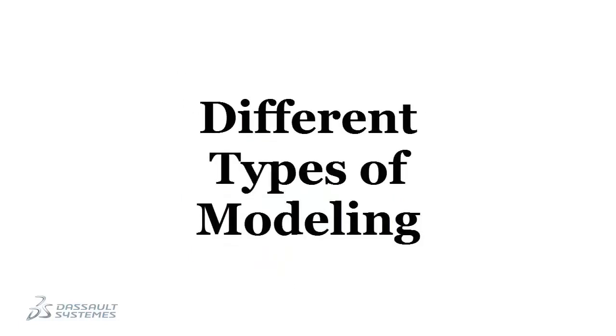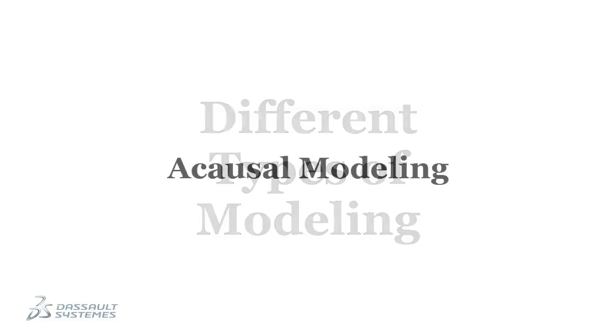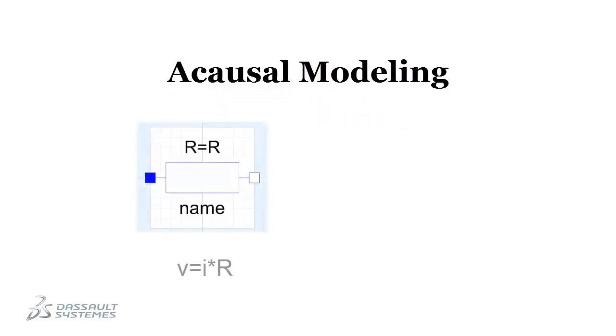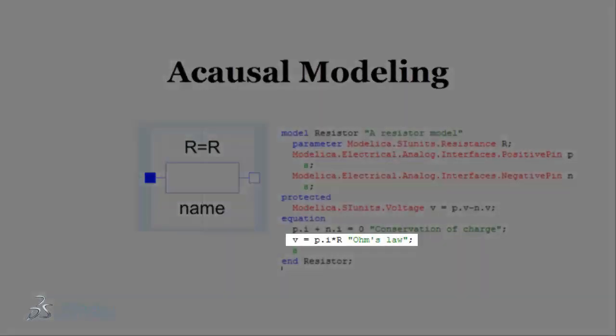One of the things that makes Dymola such a productive model development environment is Modelica's support for different types of modeling. For example, Modelica supports Acausal modeling to capture physical behavior in reusable component models. Using Acausal modeling, users can create an electrical resistor model by using Ohm's law. But what makes Acausal modeling so important is the fact that users don't have to make one model that computes voltage based on current and another model that computes current based on voltage.